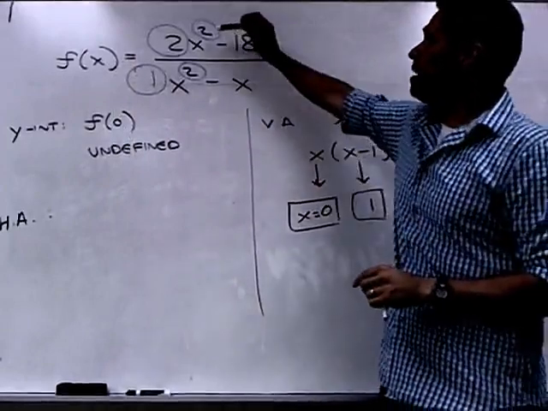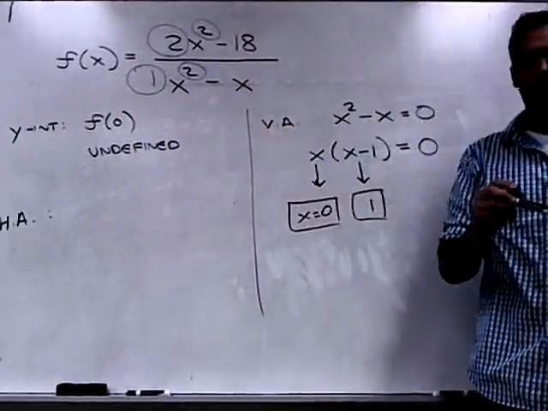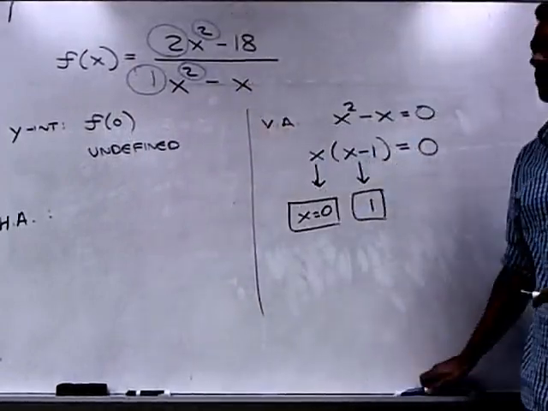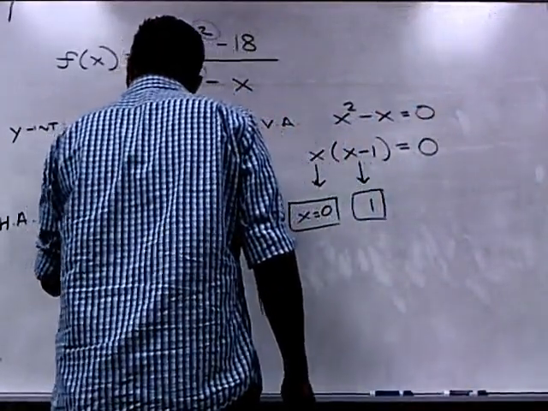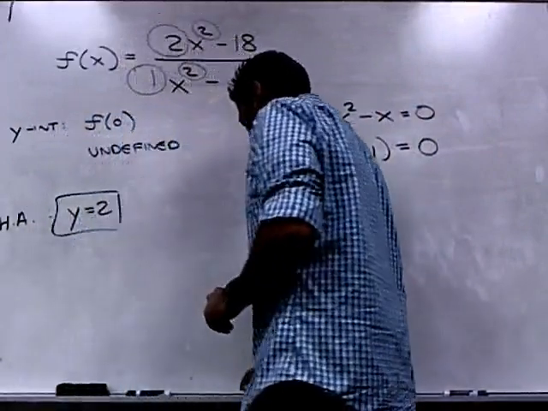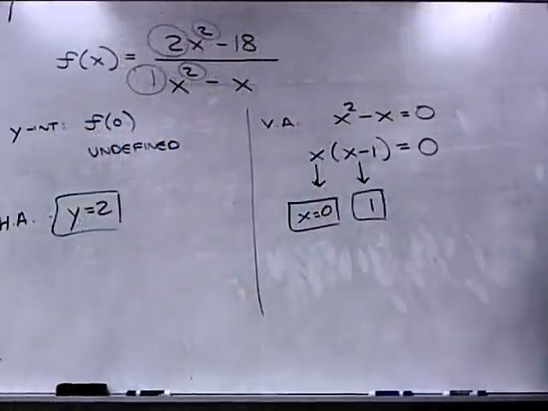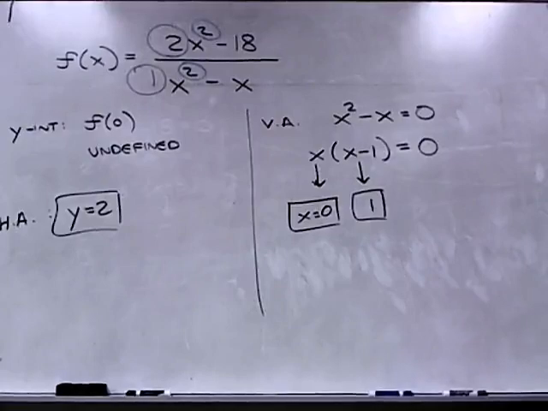That only happens when these are the same, okay? I've not given you an example when they're not the same. So my horizontal asymptote will be y equals 2. And now, time to draw.